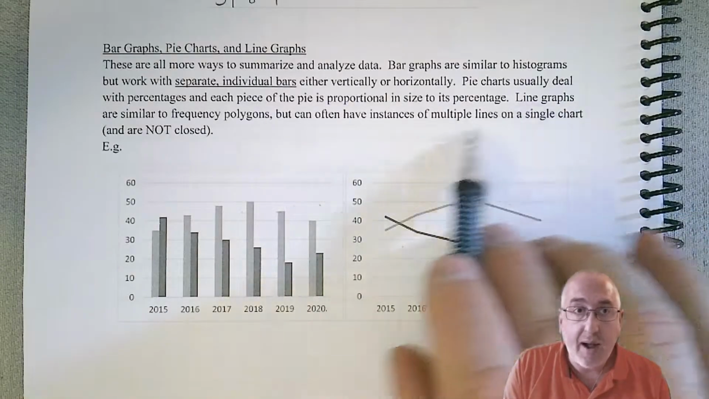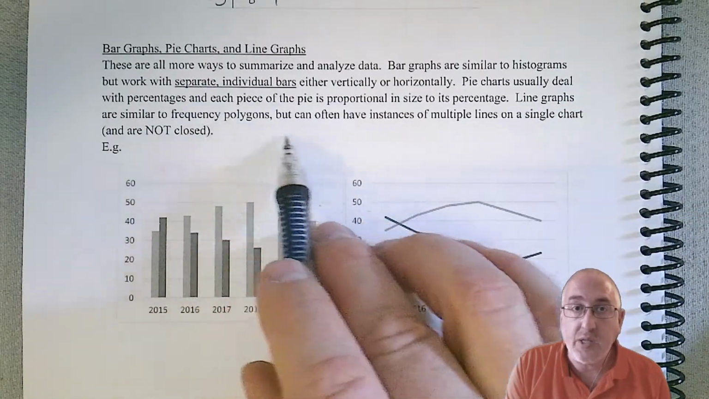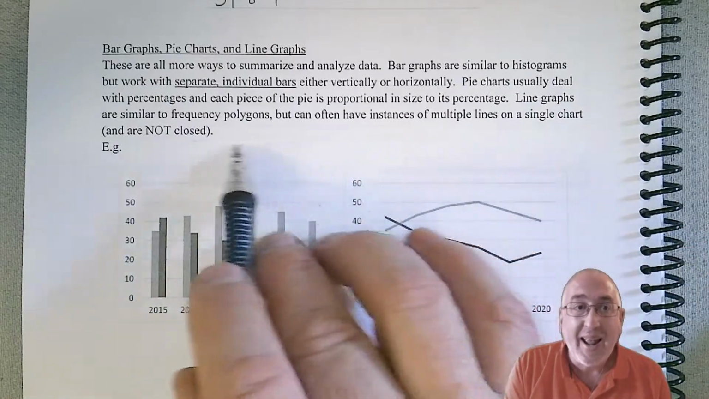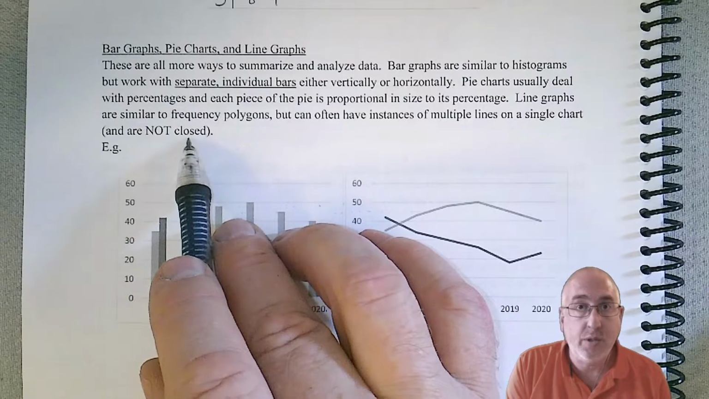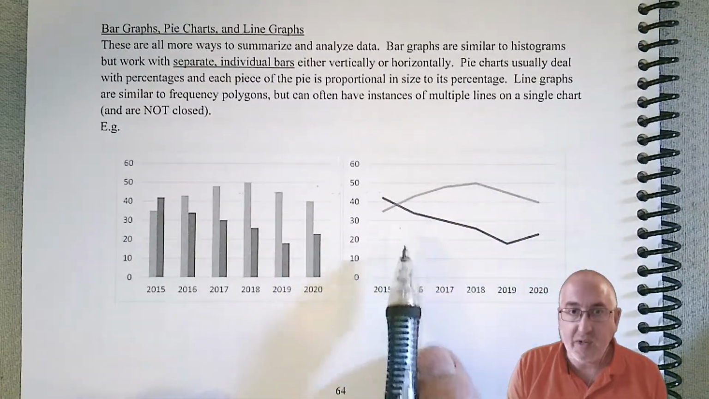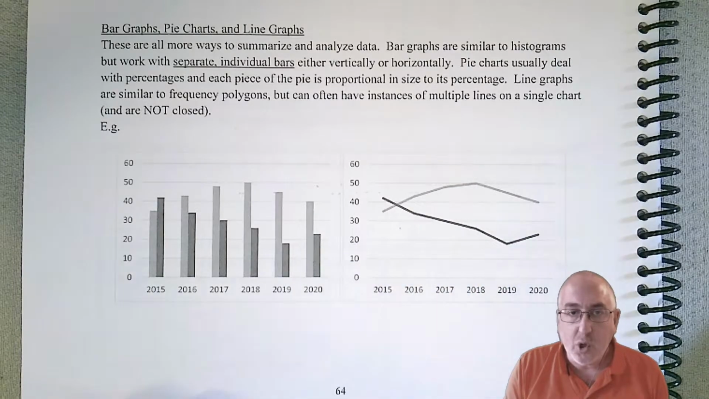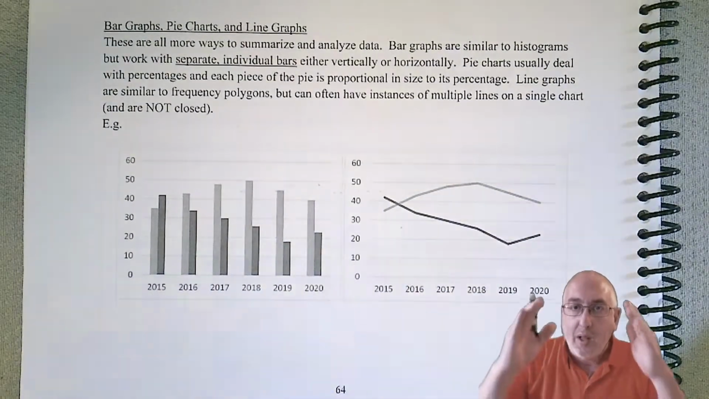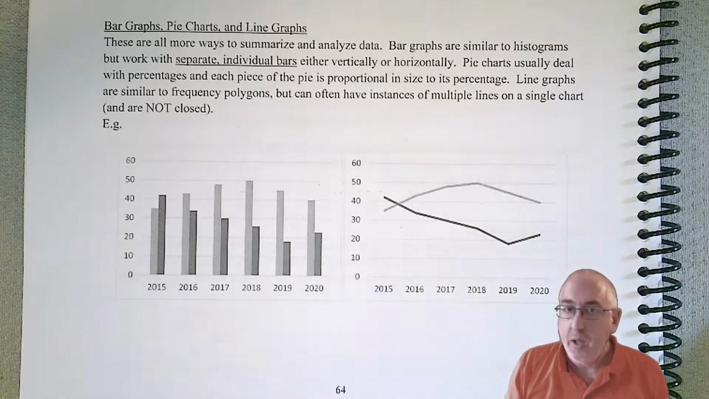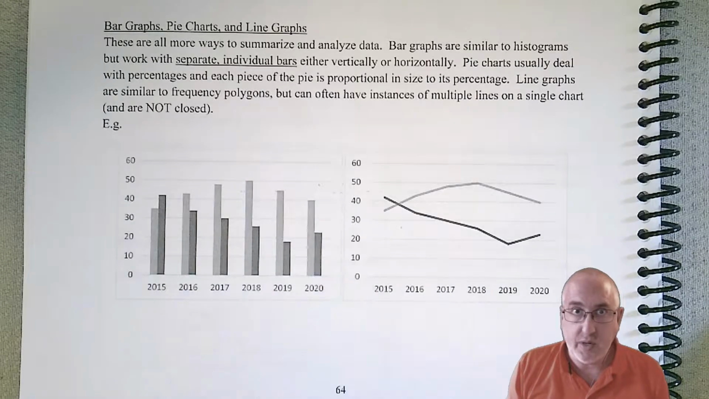Next, we have the line graphs, which are similar to frequency polygons, but can often have multiple lines on a single chart and are not closed. That's the other big difference. We can see here, we have a line graph that just kind of floats in space. There's no closure to it. There are no lines on either end to close it off like a frequency polygon. So make sure you know those differences.